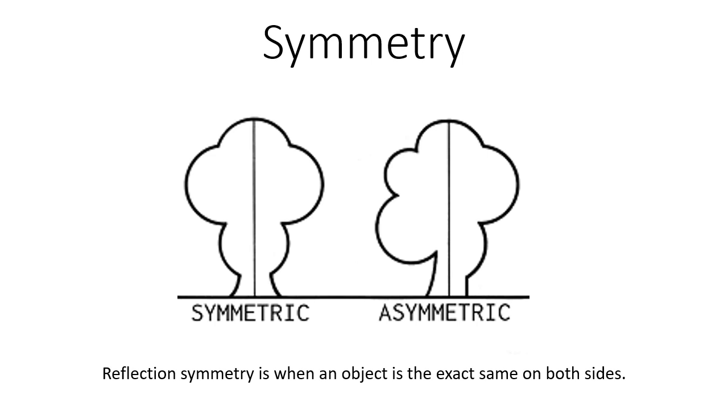Hello, my fourth graders. So for this project, we are going to focus on symmetry. Symmetry is when something is exactly the same on each side. This is reflection symmetry. For example, this little tree shape here on your left is symmetric. That line down the center is the line of symmetry, and on each side of it, it's exactly the same. If an object is not exactly the same on each side, it's called asymmetric.